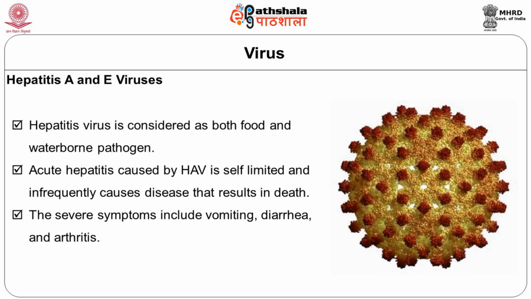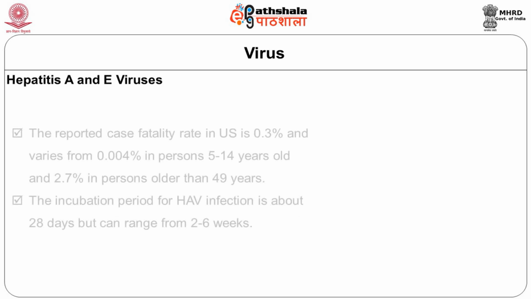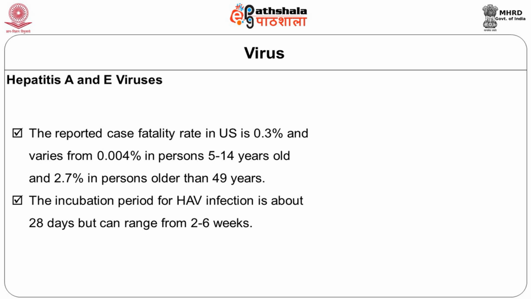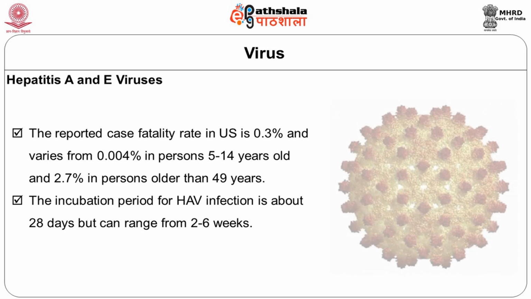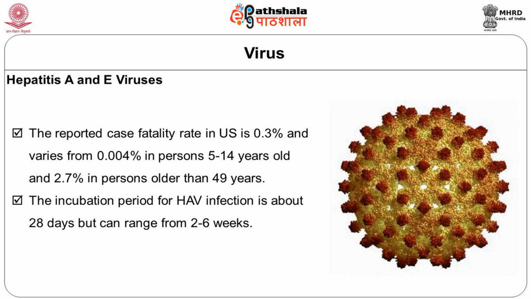Acute hepatitis caused by hepatitis A virus is self-limited and infrequently causes disease that results in death. The infection begins with mild illness characterized by malaise, low-grade fever, nausea and headache. The severe symptoms include vomiting, diarrhea and arthritis. These symptoms are accompanied by jaundice, and the illness usually lasts 2 to 4 weeks. The incubation period for hepatitis A infection is about 28 days, but it can range from 2 to 6 weeks.